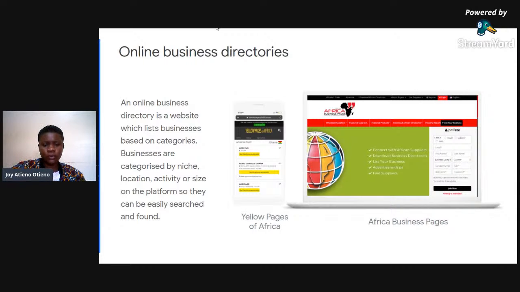So how we used to use directories, I know every one of us maybe have used or have heard of Yellow Pages of Africa. Yellow Pages, long time ago when we used to use landlines before the mobile phones came. When you went to the postal office and you didn't know the number of the office you wanted to contact, there used to be a big fat yellow book, right? That you would go in and get the contact. So Yellow Pages, the way it used to be in a physical form, has now been taken online and has become an online business directory. And then we also have Africa Business Pages, which is another large business directory in Africa.